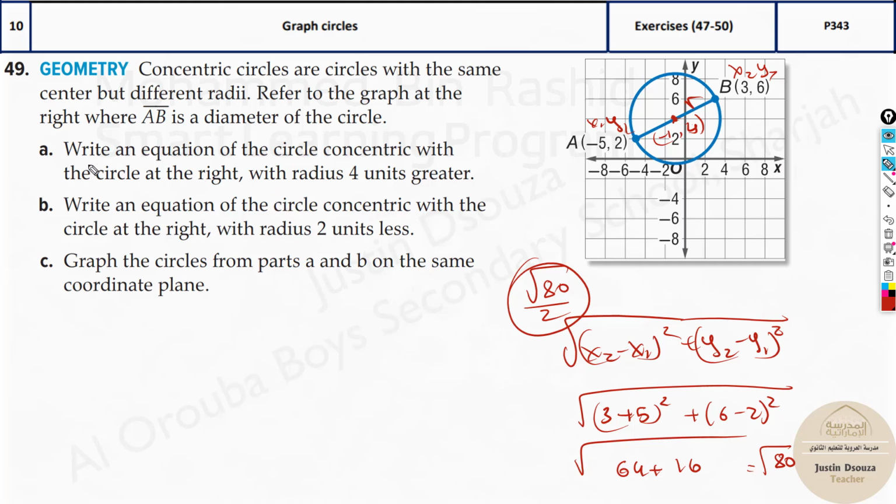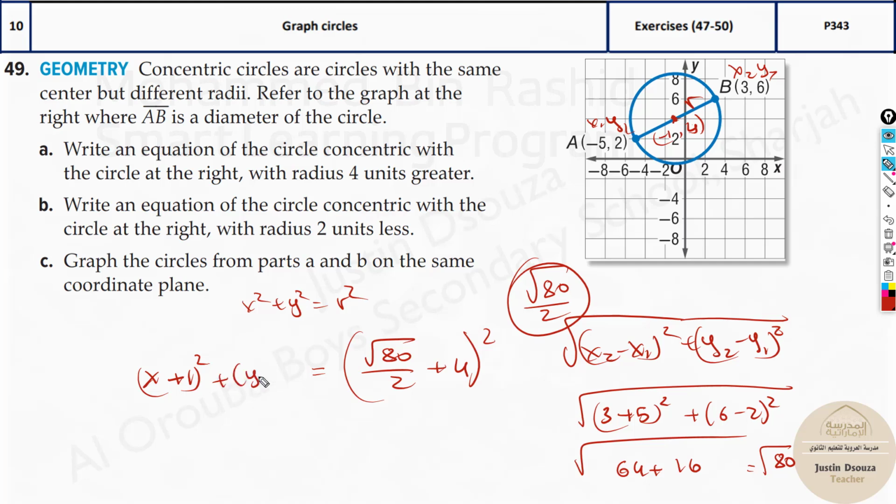Now we need to do for question A, the circle whose radius is 4 more. So now we know this is the radius of this circle, root 80 by 2, just add 4 to it. This is the radius of part A. Now we know the formula is x squared plus y squared equals r squared. So I've squared it up. Now you need to remember to write the center as well. It's (x minus h) the whole square. Minus of minus 1 will be plus 1 the whole square, plus (y minus 4) the whole square. So this is the first equation. You can put this in the calculator, you'll get the answer.